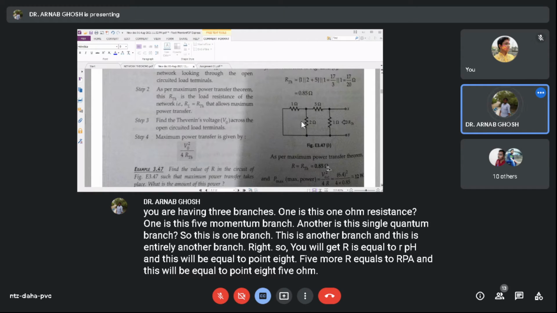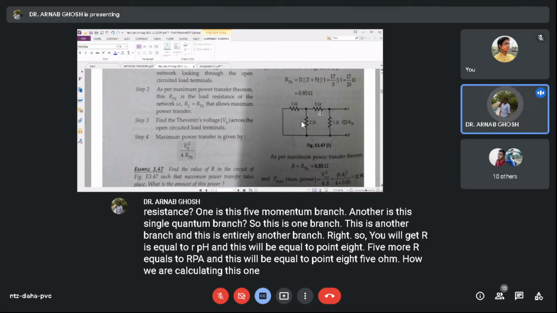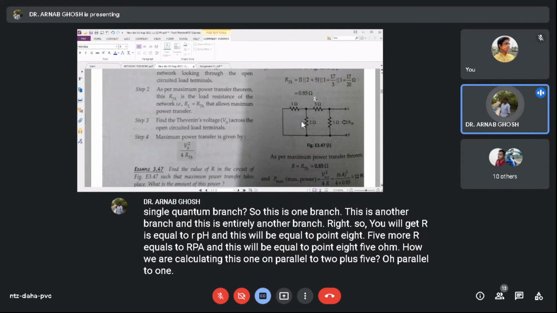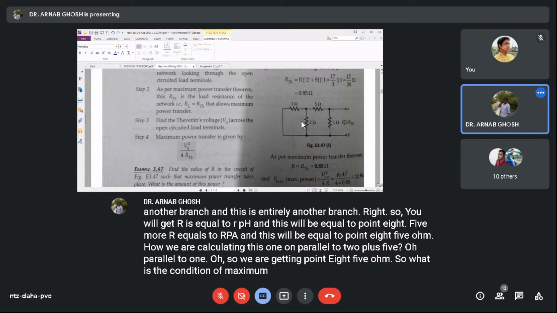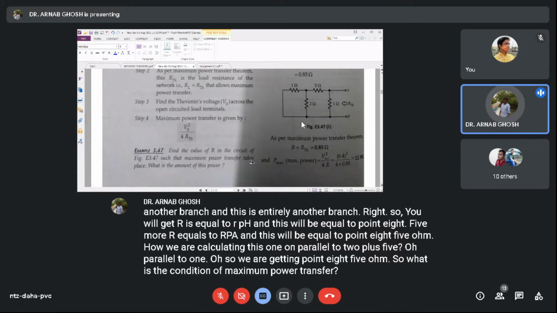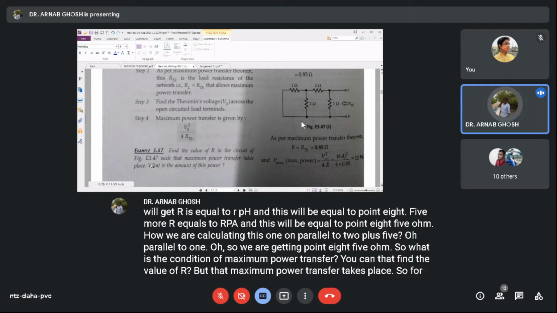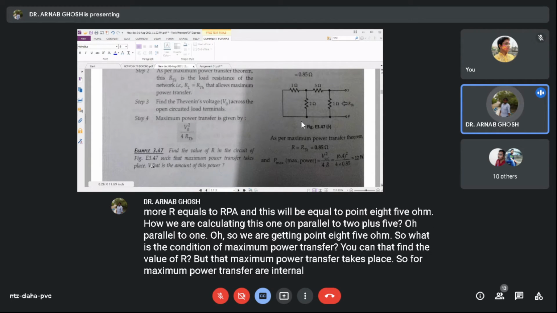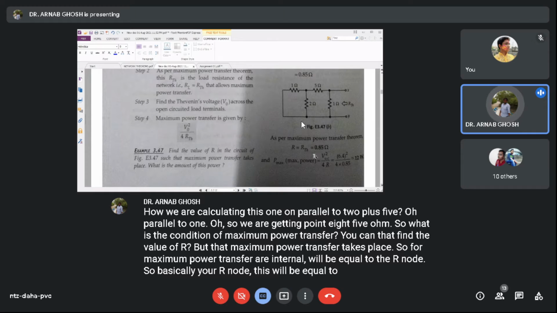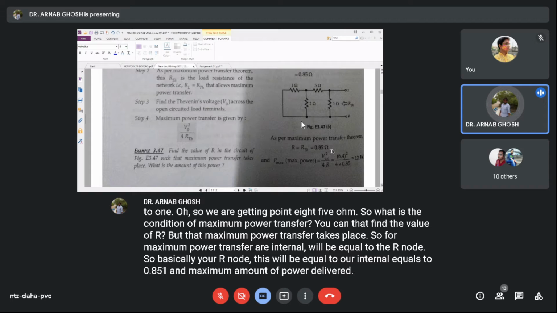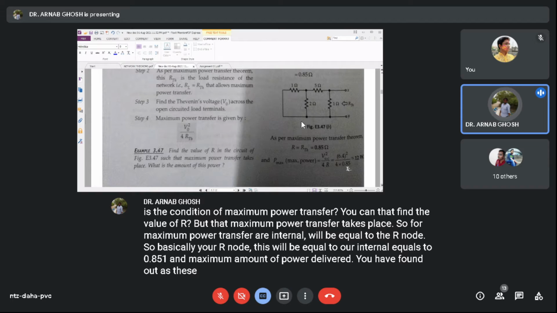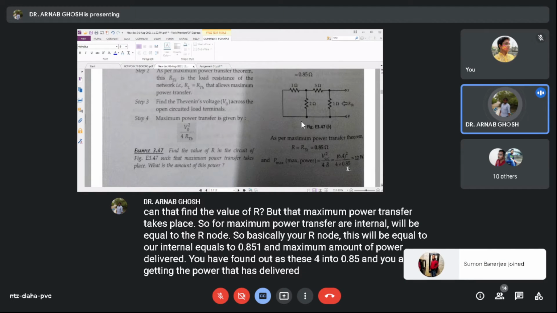How are we calculating? 2 plus 5 ohm, parallel to 1 ohm. So we are getting 0.85 ohm. So what is the condition of maximum power transfer? You were given a load such that maximum power transfer takes place. So for maximum power transfer, R internal will be equal to R load. This will be R internal equals 0.85 ohm, and the maximum amount of power delivered you have found out as E squared over 4 into 0.85, and you are getting the maximum power that is delivered.